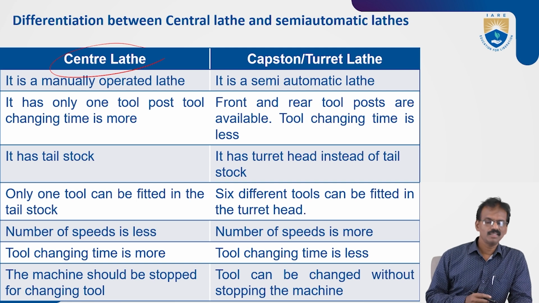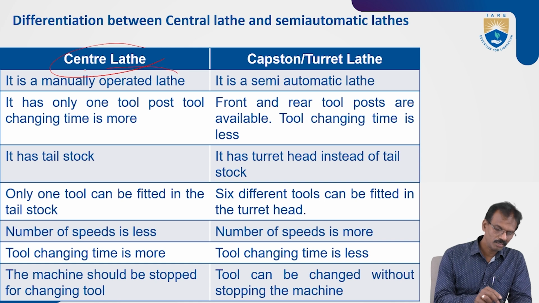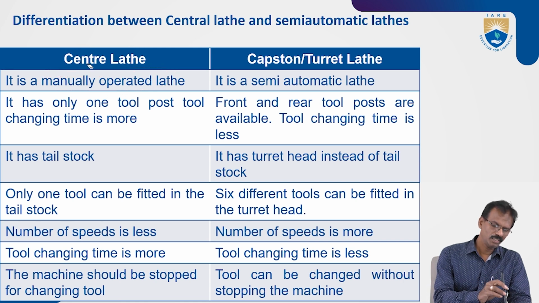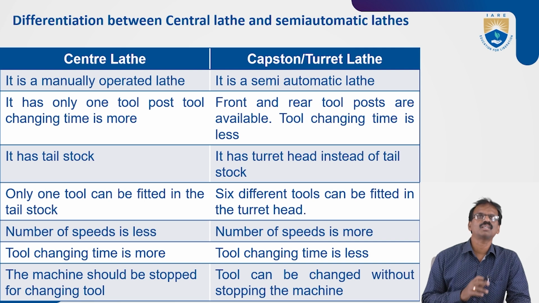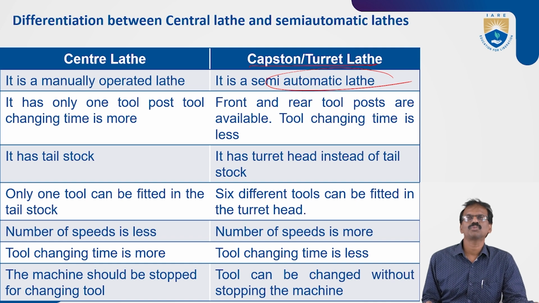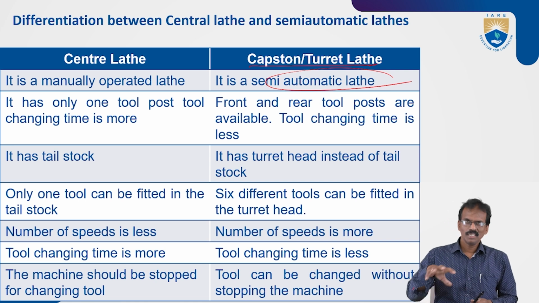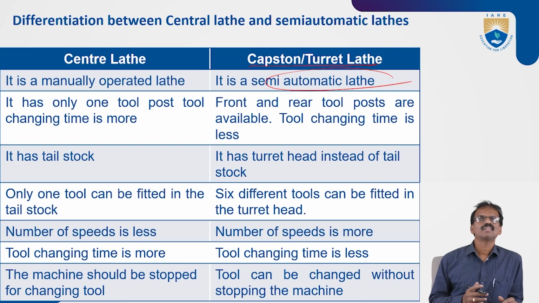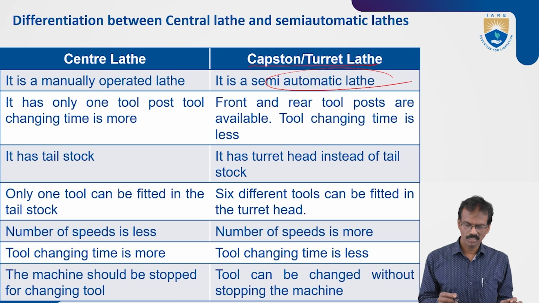The central lathe is a manually operated lathe, completely operated by the operator. Manual operation is needed for the functioning of any operation on this central lathe. But in the case of turret or capstan lathes, it is a semi-automatic lathe. Some operations like fitting of the tools and setting up the workpieces are done manually, but setting up the tools and performing the operations based upon the requirement are done automatically. So the central lathe is manually operated and the capstan and turret lathes are semi-automatic.